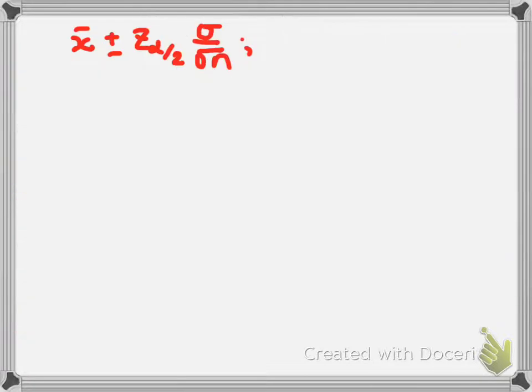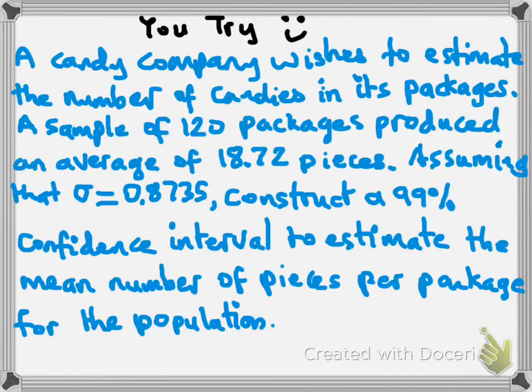Here's what I did. So we are trying to create a confidence interval. Sorry, we should read the question. A candy company wishes to estimate the number of candies in its packages. A sample of 120 packages produced an average of 18.72 pieces. Assuming that sigma, which is the population standard deviation, is 0.8735, construct a 99% confidence interval to estimate the mean number of pieces per package for the population.